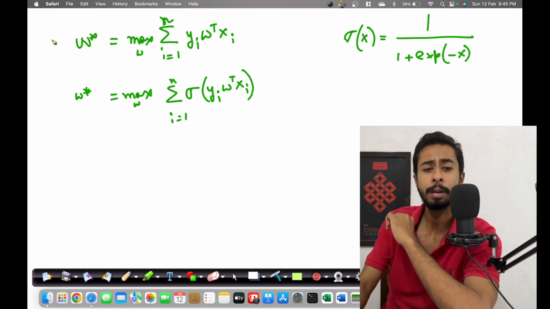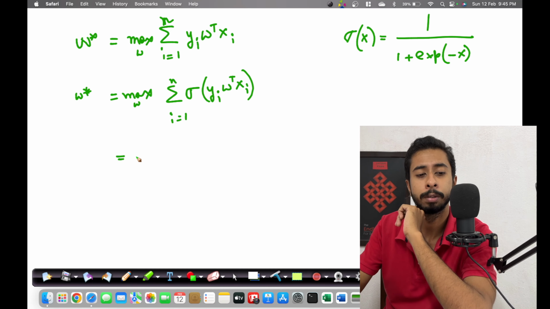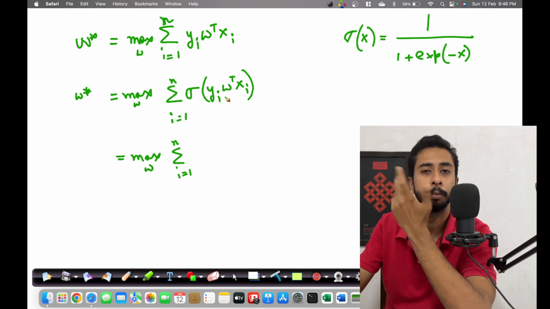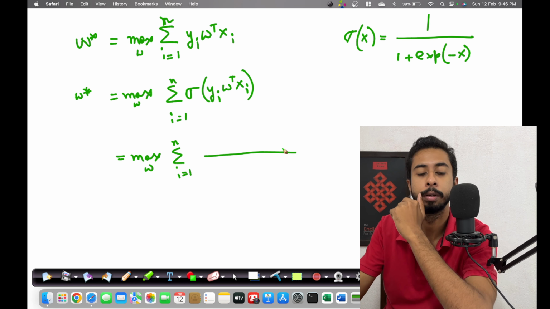Now you see, after we have used this particular sigma function, what will the equation be? So max w. I'm deriving it from the start so that you don't get confused. I'll not do any step jumps. So this is the sigma of x, and what we can write here is 1 by 1 plus e to the power minus yi w transpose xi, right?